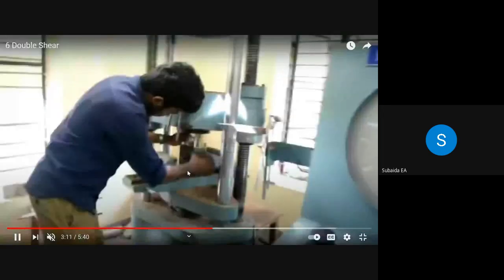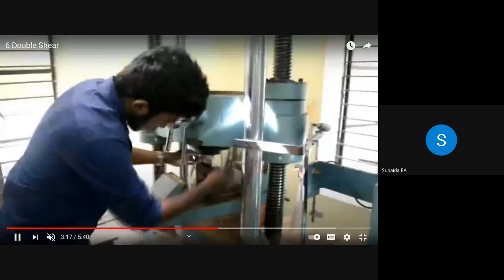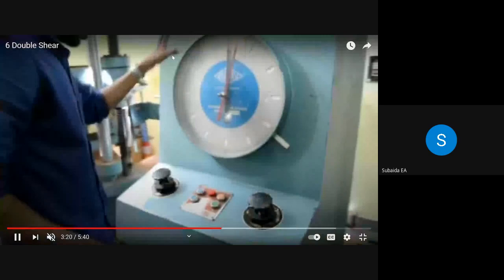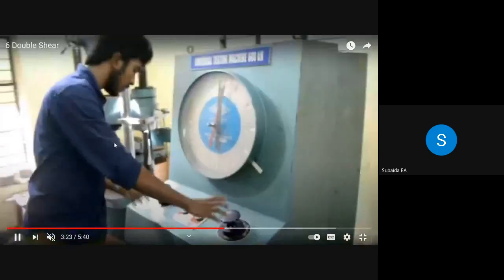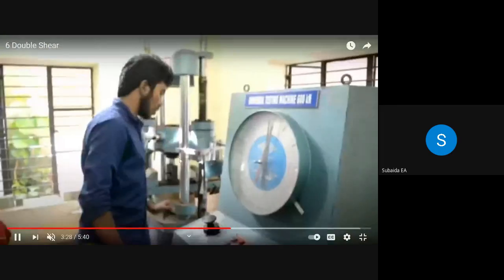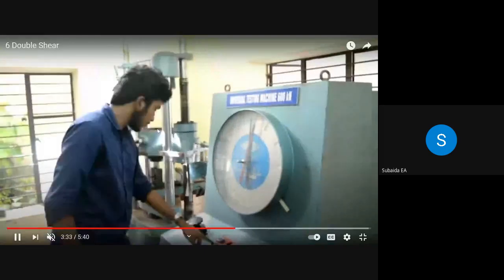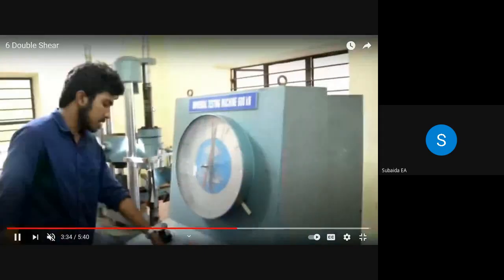This is to be kept in the location where the compression test is conducted in the UTM. In this case, the middle one is moving down and applying the load, so this is kept at the lower portion. For our machine, we are keeping the specimen on the middle portion, where we apply the load in the upward direction and it is compressed.